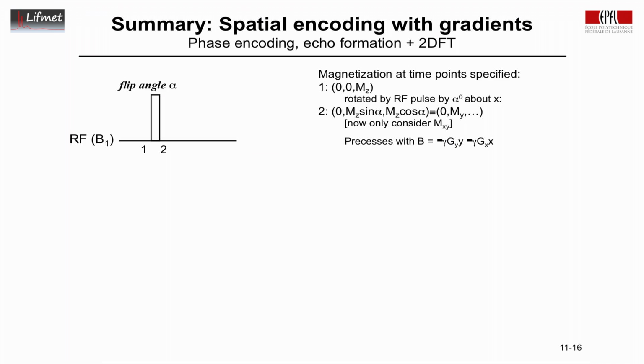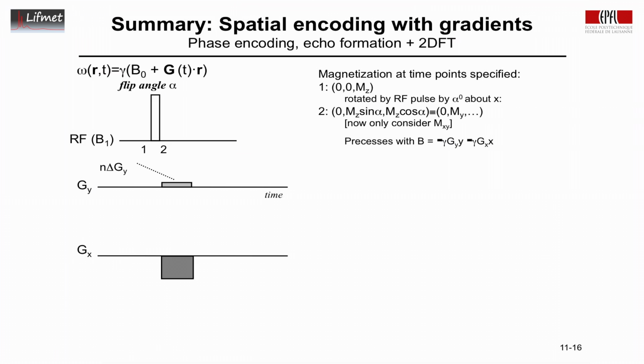This transverse magnetization will precess depending on the gradient, with gamma Gy y or gamma Gx x. So the precessional frequency here is given by gamma times B0 plus the scalar product of G(t) times r. So we'll take the gradient along y, we'll apply it here for a certain amount of time with an amplitude of n times delta Gy, and we have the gradient along y. First applied negative, we'll define here the time points, this time point, that's time point number 3, and this duration between 2 and 3 shall be tau.